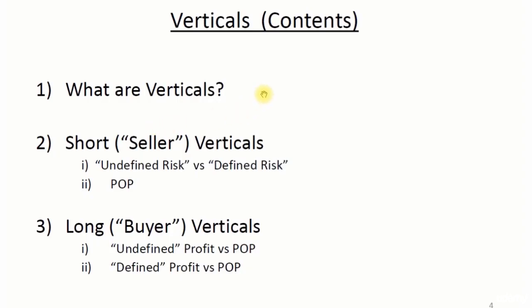We can. And we do that by something called verticals. We're going to define verticals. We're going to look at short verticals. Short equals sell equals credit. And in this case, short verticals, we're going to look at undefined risk versus defined risk in the POP involved. And long equals buy equals debit. So we're going to look at those verticals as well. And in this case, we're going to look at undefined profit versus POP and defined profit versus POP. So let's move forward.